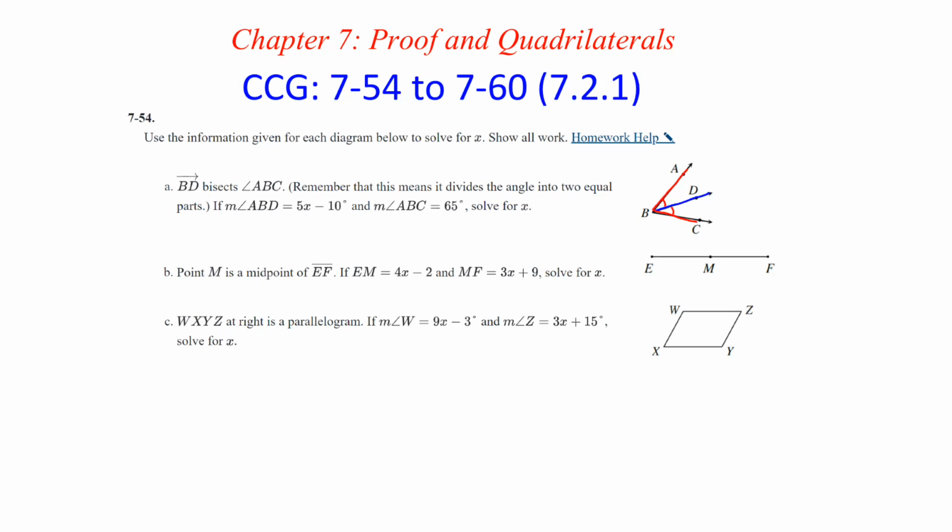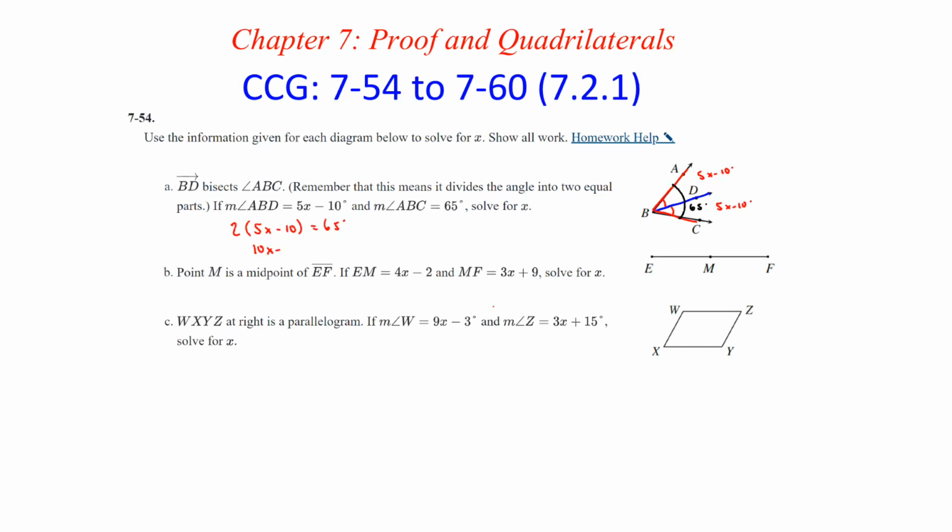If ABD is 5x minus 10 and ABC is 65 degrees, solve for x. Since we know that ray BD bisects it, both angles are in the form of 5x minus 10 degrees. And if we know the sum of those adds up to 65, then we can set up an equation: 2 times 5x minus 10, or you can just add that together twice, is equal to 65 degrees.